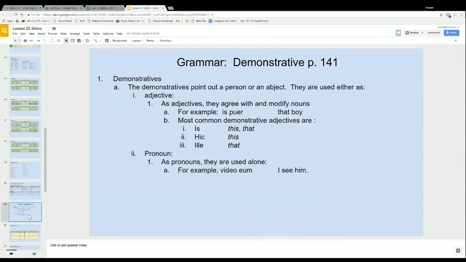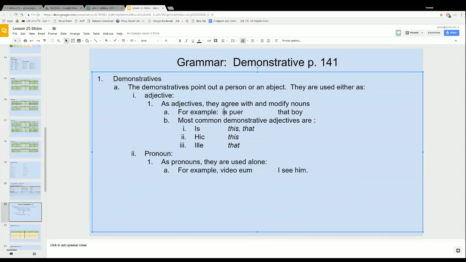So what's our adjective agreement rule? They must agree with the noun in gender, number, and case. So, for example, puer, that boy. Because boy is masculine, we need the masculine form. Because boy is singular, we need the singular form. And boy is nominative, so again, we need the nominative. So you see how they agree in number, case, and gender.